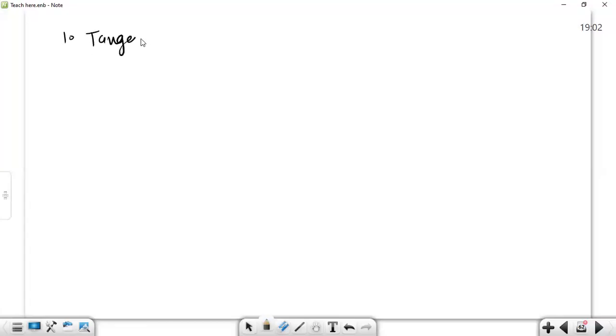Now you have to understand one point about the tangent and normal of a function. Every function would be having some curve.